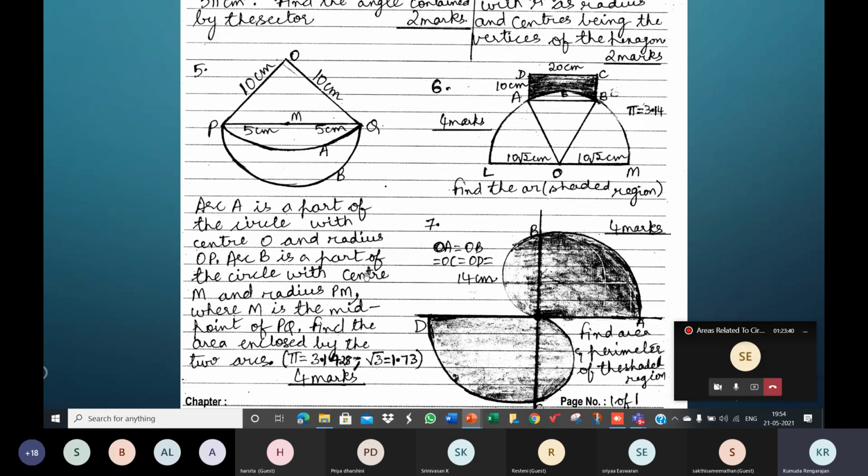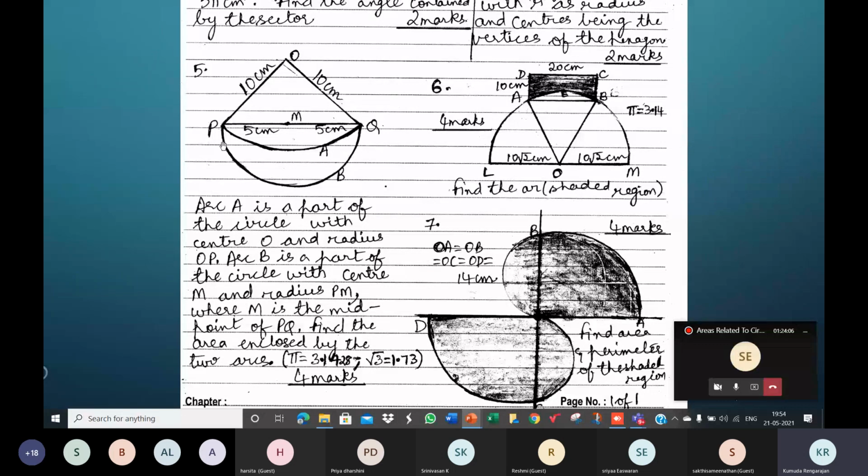Nothing we have to find, everything is given to us. M is the center, this is the radius. So half pi r square, where r is 5 centimeters, will give us the area of the semicircle. What's the area of the semicircle? 39.285. Yes.